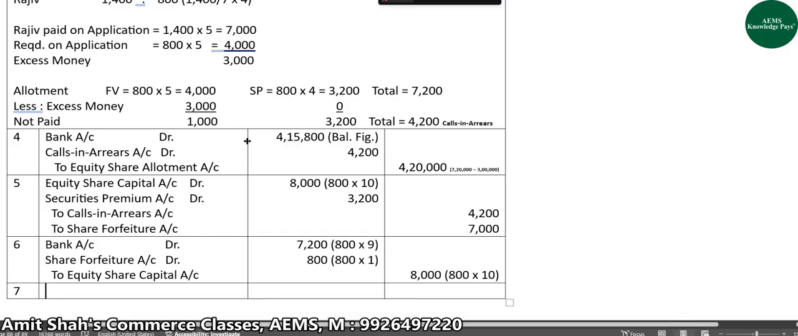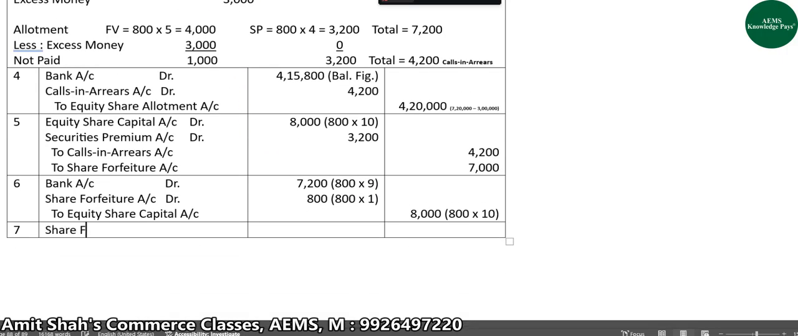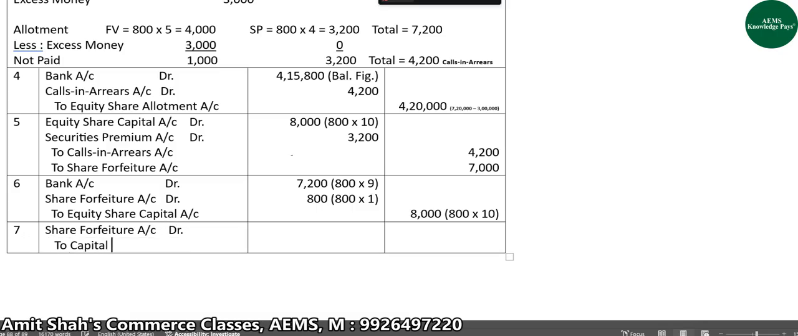The last entry is of capital reserve. The entry is share forfeiture account debit to capital reserve account. Since all the shares have been reissued, whatsoever we forfeited, out of that all the shares have been reissued, therefore the calculation of amount of this entry becomes very easy. You simply have to take credit balance of share forfeiture. From that you have to subtract debit balance of share forfeiture. So 7,000 minus 800, 6,200 is the amount of capital reserve.